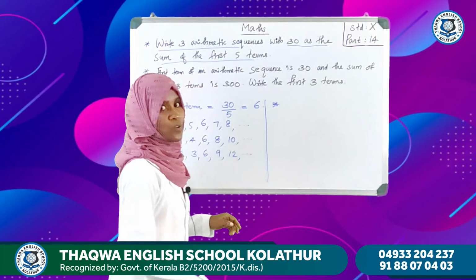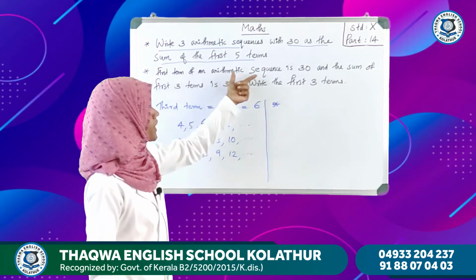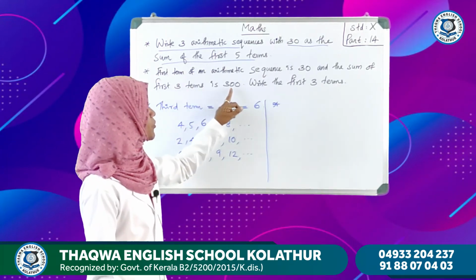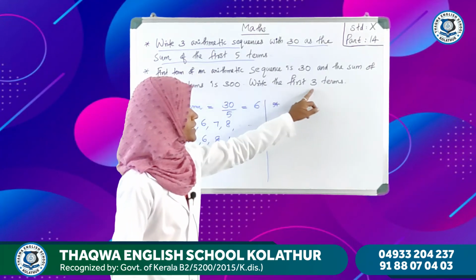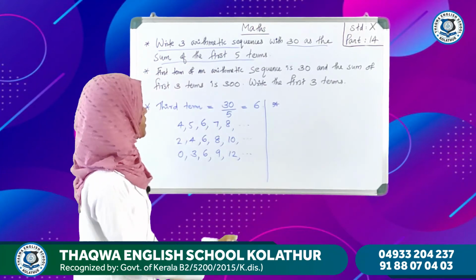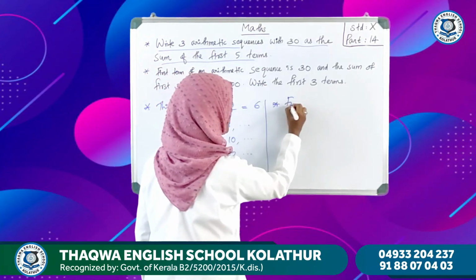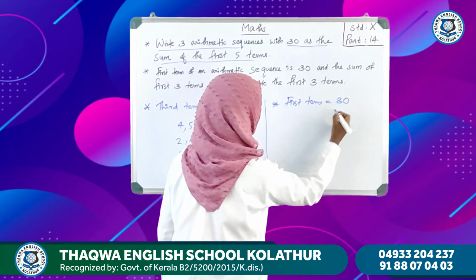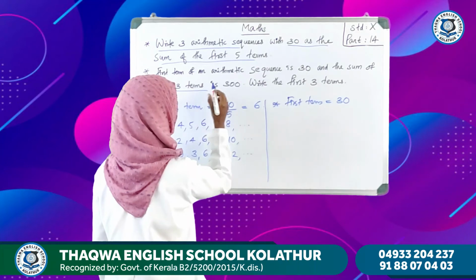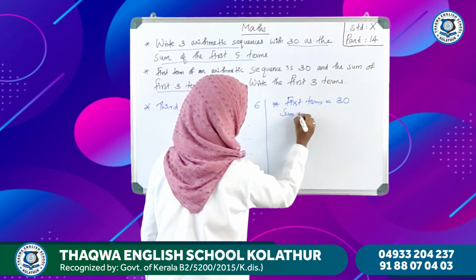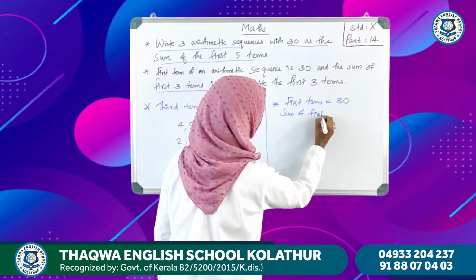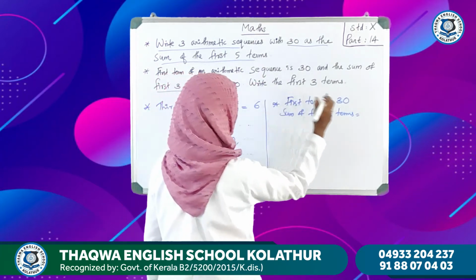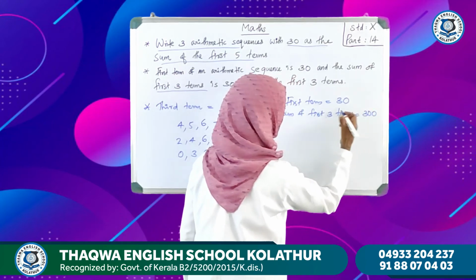The next one, second question. First term of an arithmetic sequence is 30 and the sum of the first 3 terms is 300. Write the first 3 terms. So first term 30. Sum of first three terms is 300.